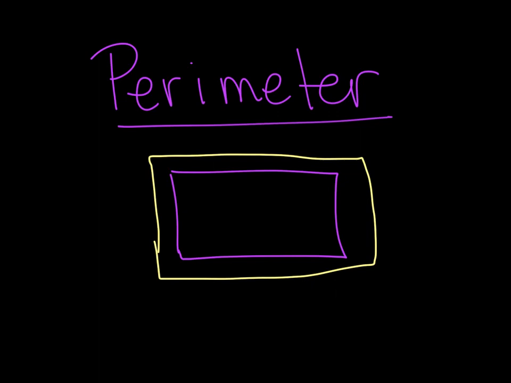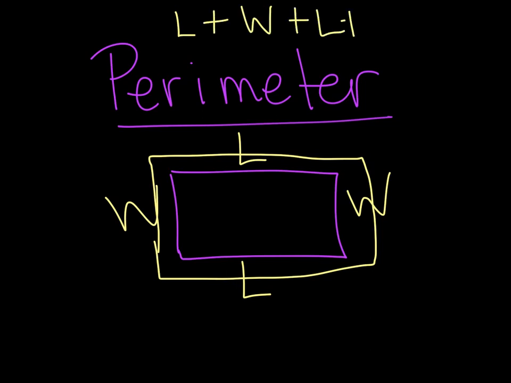So the length is always going to be your longest side. So these two are going to be your lengths, and then your shortest side is going to be your width. So in order to find perimeter, we're going to add length plus width plus length plus width. Pretty simple, right? So let's put it into practice.